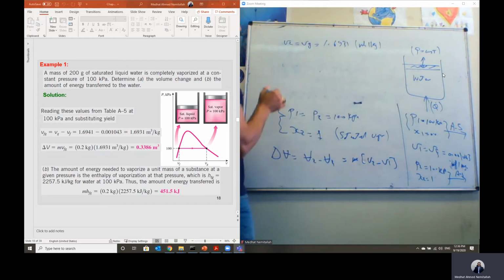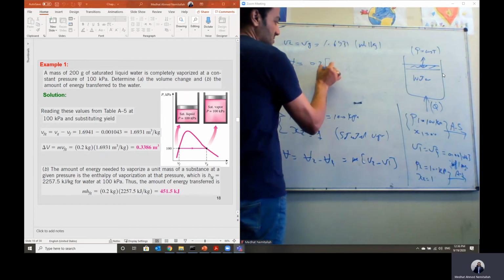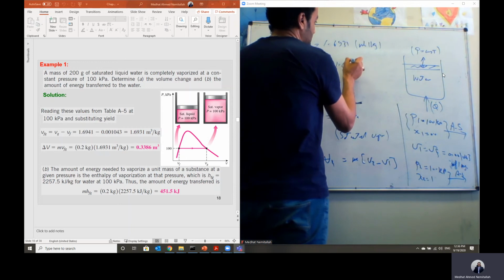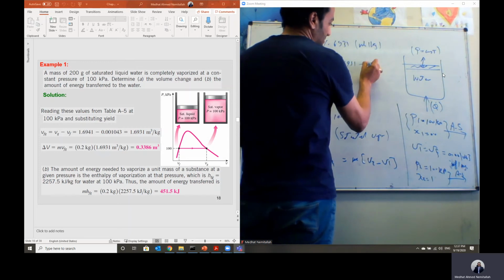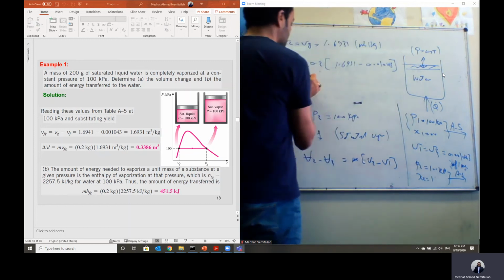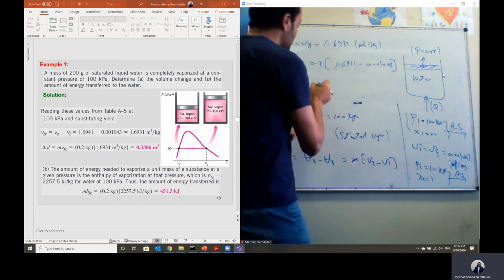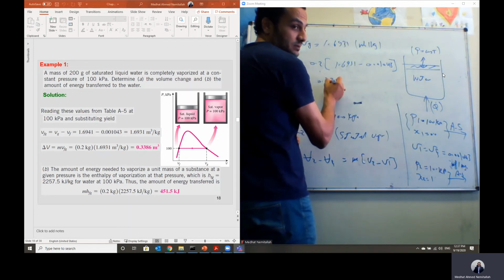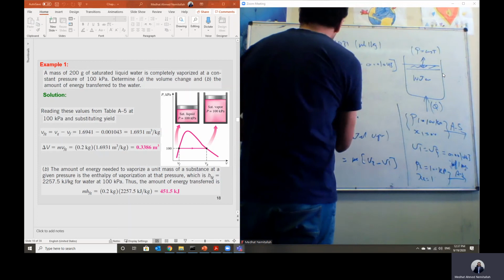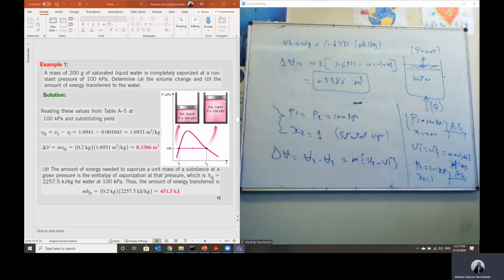Then we can just substitute here. So the change of volume ΔV will equal to mass, which is 0.2 kilogram, multiplied by V2, which is 1.6931, minus 1.00143. Okay. So when you calculate this, the total change of volume will be 0.3386 meter cube. Okay. So this is actually the change of volume in meter cube in this case.